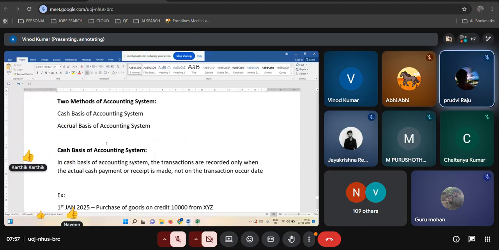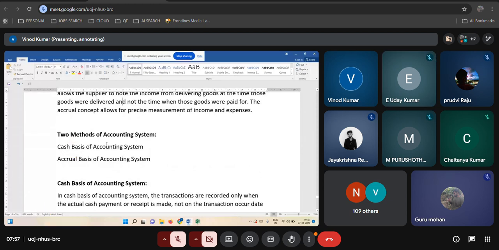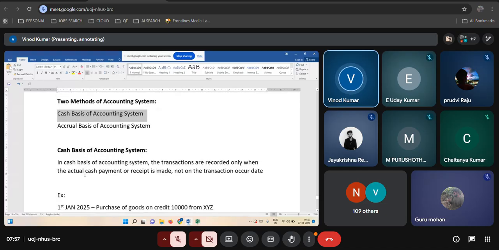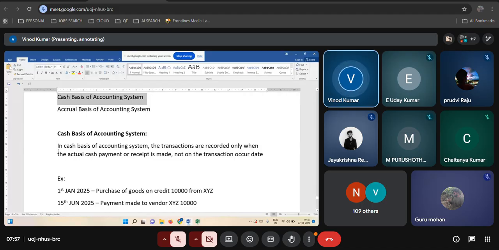Okay, so there are 2 methods. This is a very, very important question, guys. What is cash basis of accounting? What is accrual basis of accounting? No companies are following the cash basis of accounting system now. But for your understanding, I told you how companies followed it previously. It is a technical question. Okay, clear?